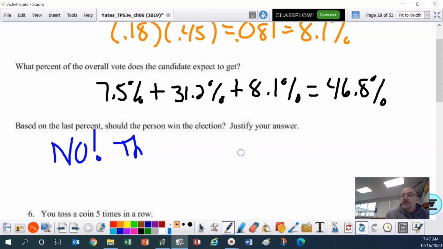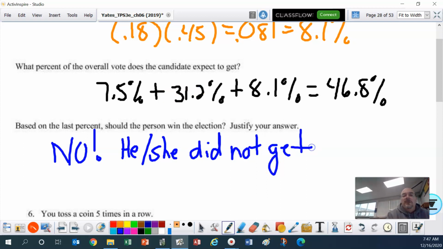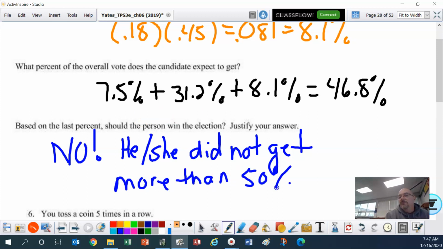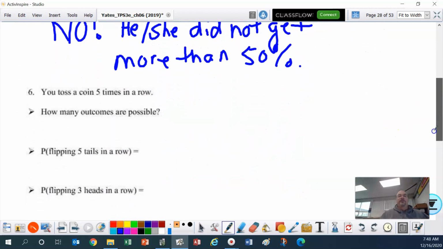He or she, let me put it that way, did not get more than 50%. They did not win the election. If there's only 2 people running, you're going to need to get more than 50%. There are some things where if you win the majority of them, you win the election, but we're just going to imagine here that this person has to get more than 50%. All right, let's keep rolling.